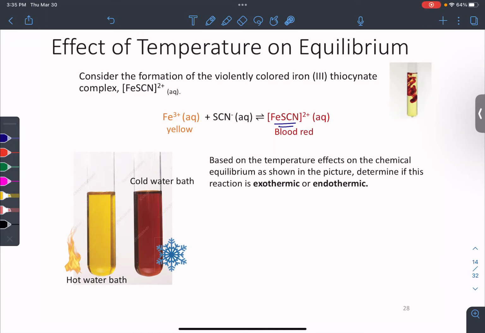And the interesting thing is blood is made out of what? Iron. So one of the components of this complex is iron. So we see iron has similar properties in different species. This isn't blood, but it looks like blood.